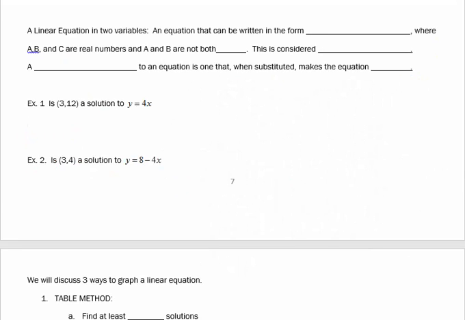A linear equation in 2 variables is an equation that can be written in the form of ax plus by equals c, where x and y are your variables, and a, b, and c are just constants. So a, b, and c are real numbers. A and b are not both 0. You can't have a and b both being 0 because then you would not have a variable. This is considered standard form.